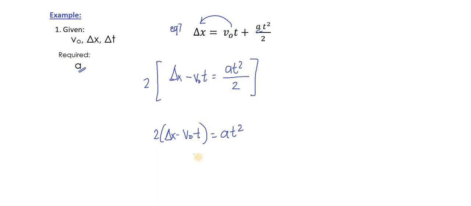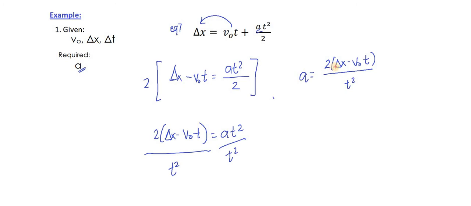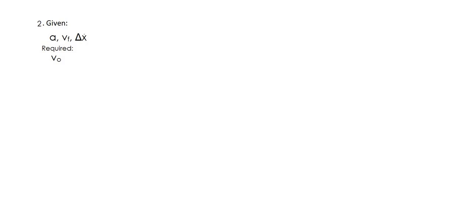Okay, and then divide both sides by t squared. So your formula will be a is equal to 2 times your delta x minus v0 t all over t squared. And that's how you can solve for the acceleration given these using equation 7. So that's it. Next, for number 2, what if the givens are acceleration, final velocity, the change in displacement, and you are asked to find the initial velocity?